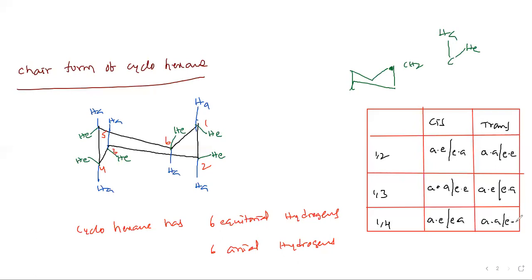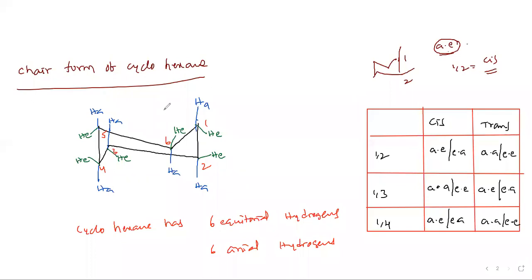For example, I will give you one molecule. This is a molecule, methyl, 1,2. One is axial, two is equatorial. Yes or no? So 1,2 axial equatorial. What is this? One is axial, another one is equatorial. So 1,2 axial equatorial. This is the cis isomer.